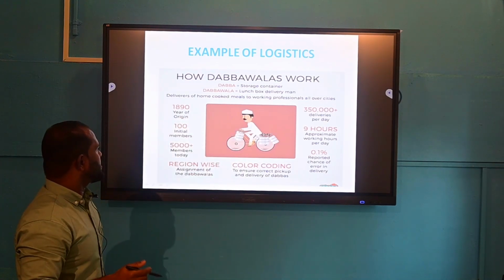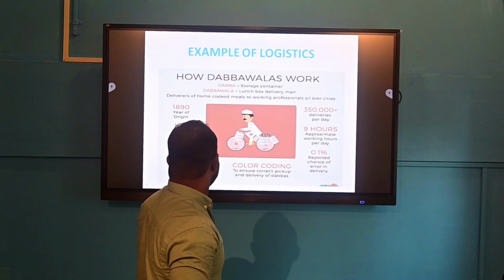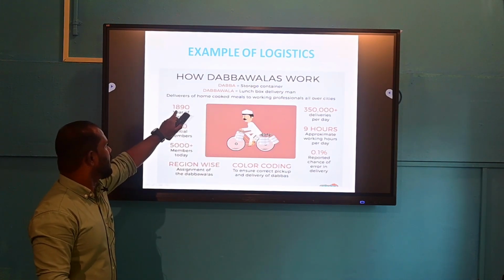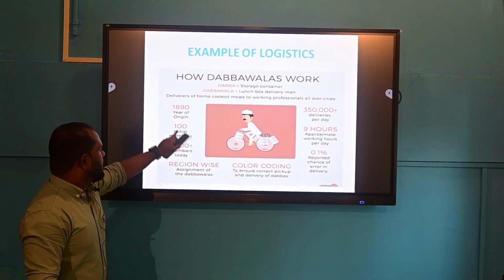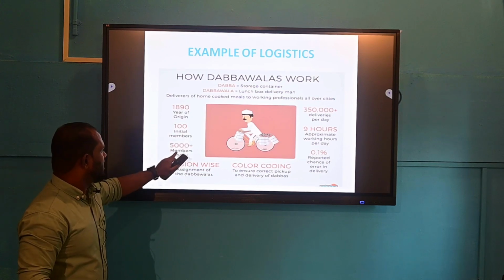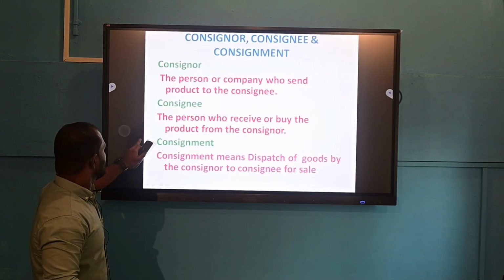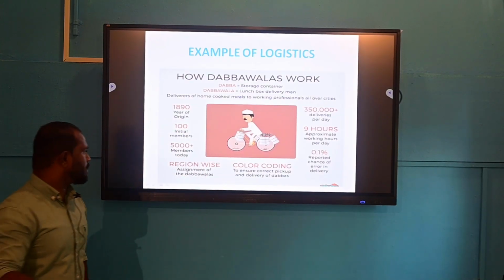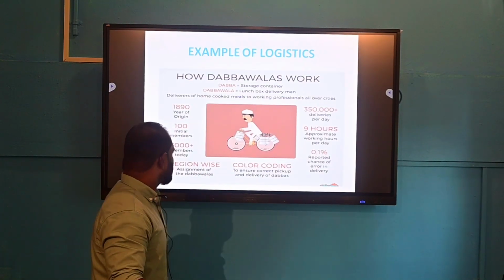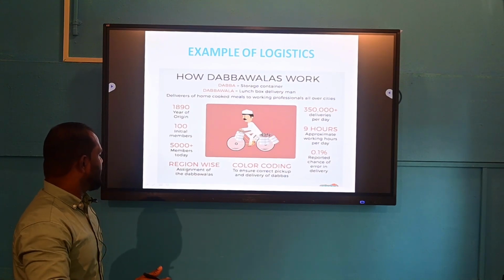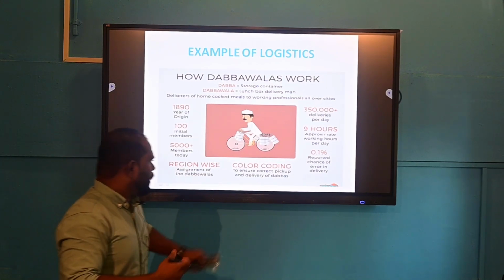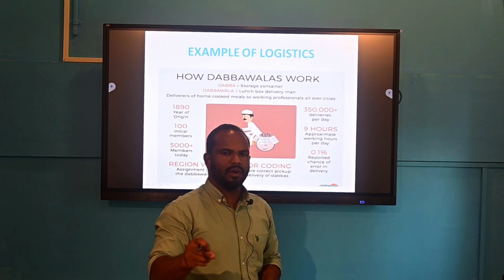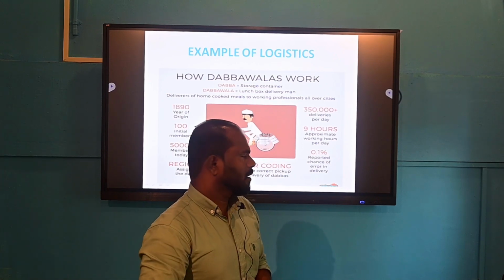They started operations around 130 years ago, in 1819. Initially they were 100 workers. Now there are 5,000 plus members working in Mumbai streets and areas today. Region wise they assign duties to the Dabbawalas. They use a type of color code for identifying the dabbas.